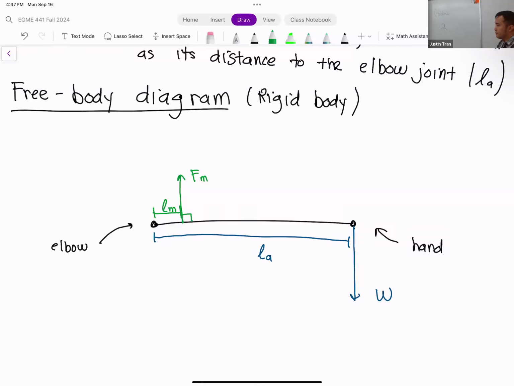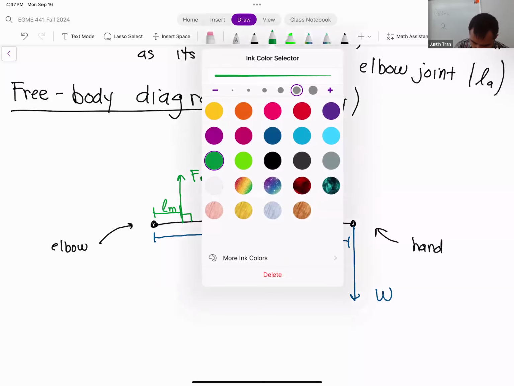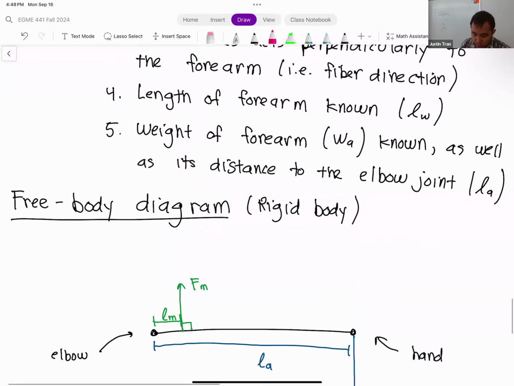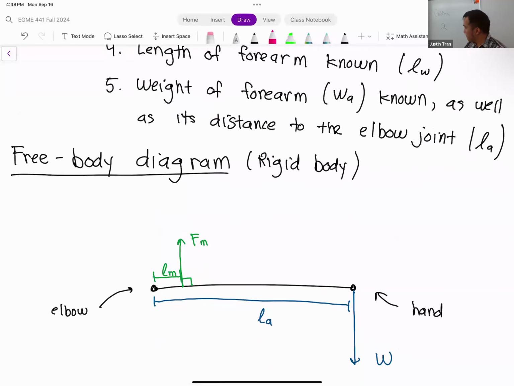Okay. I want to talk about LM and the angle a bit more, but let's finish up this free body diagram. So we have a few more entries here. The first one being the weight of the arm itself, right? So what do we know about the weight of the arm? So the weight of the forearm is WA, and it acts at a certain distance LA away from the elbow.